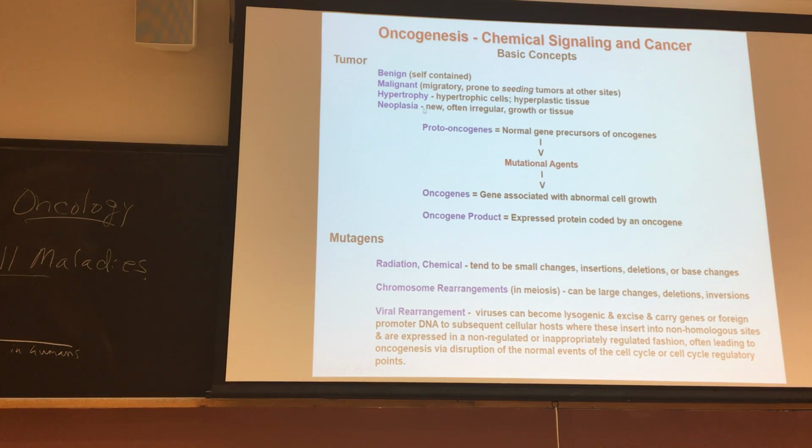A neoplasia is a new, often irregular growth of tissue. Not all neoplasias end up going to be malignant. Some of them are benign.